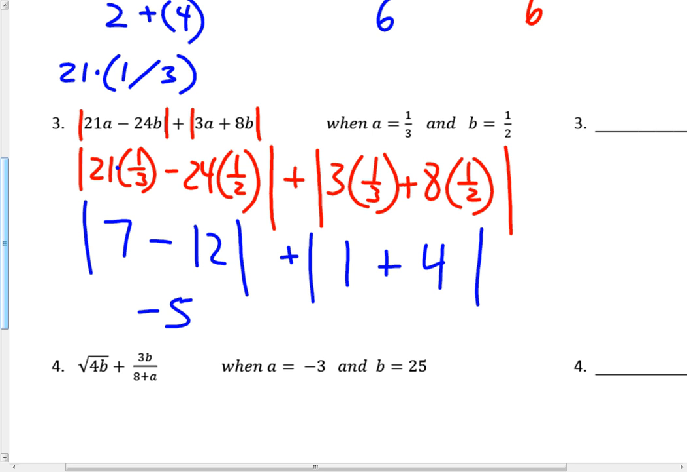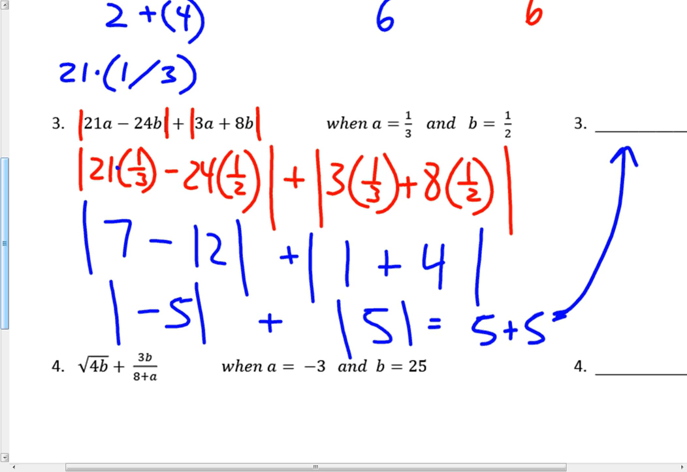How many people did this and forgot about the absolute value? We need the absolute value. What's the absolute value of negative 5? 5. What does the absolute value do to the number? It makes it positive. So this becomes 5 plus 5, which equals 10.